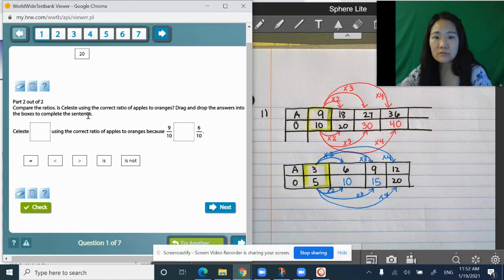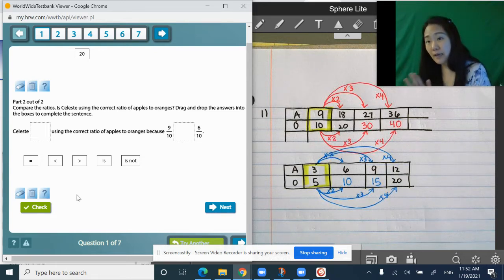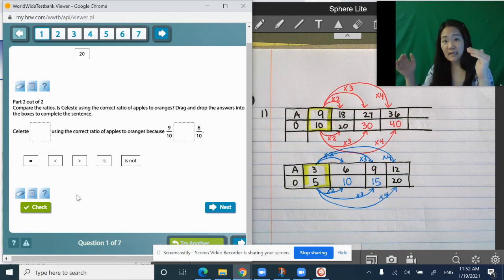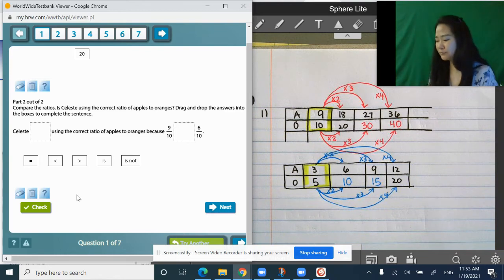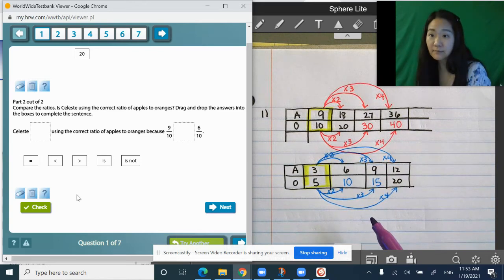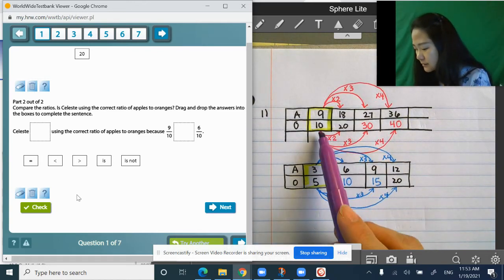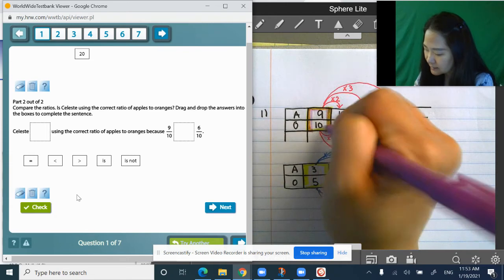Now, it says compare the ratios. Is Celeste using the correct ratio of apples to oranges? Drag and drop the answers into the boxes to complete the sentences. Now, here's the thing. If they're using the same ratio, then when you are comparing the 2 ratios with the same denominator, their numerators should be the same. So let's see if we can find that one. Let's see. Oh, I have 2 different ratios from here and here that have the same denominator, or same second quantity. There's 10 and there's also the 20. Okay, let's take a look at the one with the 10 as the denominator.